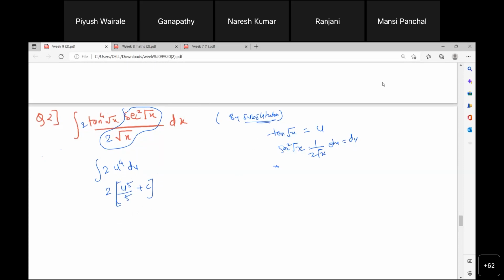Can you please mute yourself? Noise is coming. Now just resubstitute that part. So tan of root x to the power 5 upon 5 plus c, the constant of integration. If you put root x equals u, then you have to resubstitute two times here. You can try out this example.